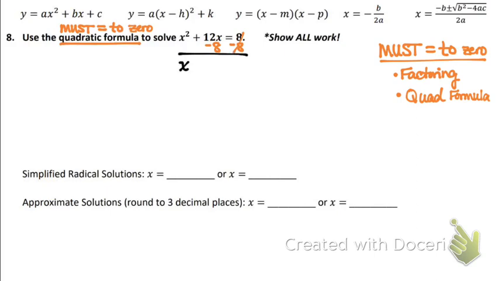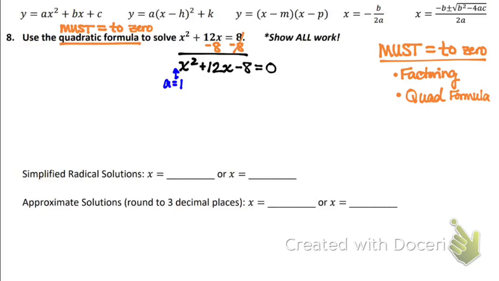All right, so I have x squared plus 12x minus 8 equals 0. Once it's equal to 0, I can identify A, B, and C. Which piece of this is A? X squared. I want the number in front of x squared to substitute in. What's the number in front of my x squared? 1. So A is 1.